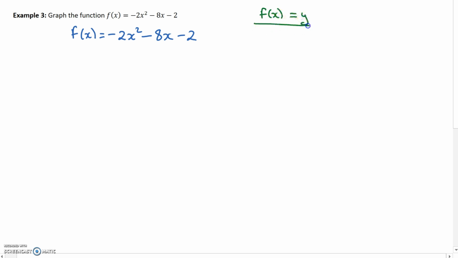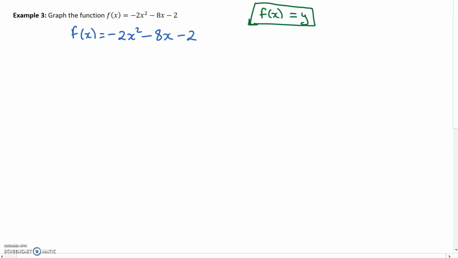Okay, so this time we're going to graph the function f of x is equal to negative 2x squared minus 8x minus 2. Now I guess the first thing that you note is that it's f of x instead of y. But that doesn't matter because f of x and y are basically the same as one another, two different names for the same idea in mathematics.